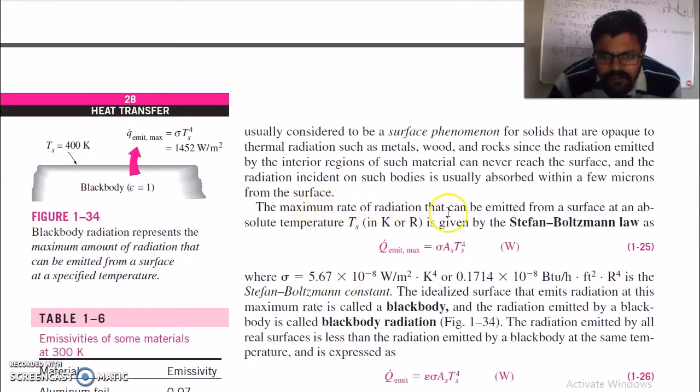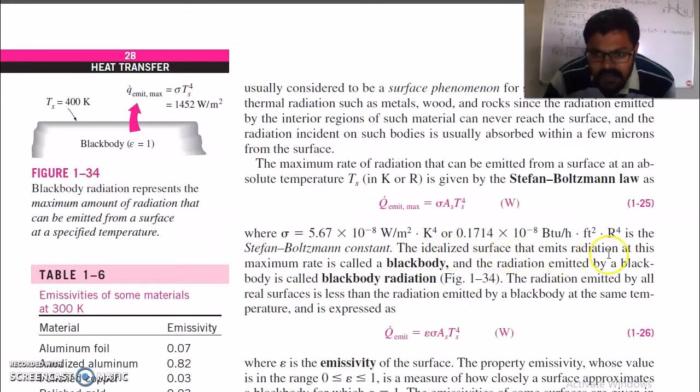The maximum rate of radiation that can be emitted from a surface at an absolute temperature Ts is given by the Stefan-Boltzmann law, which is Q emitted equals sigma As Ts raised to power 4, where sigma is the Stefan-Boltzmann constant. The idealized surface that emits radiation at this maximum rate is called a black body, and the radiation emitted by a black body is called black body radiation.